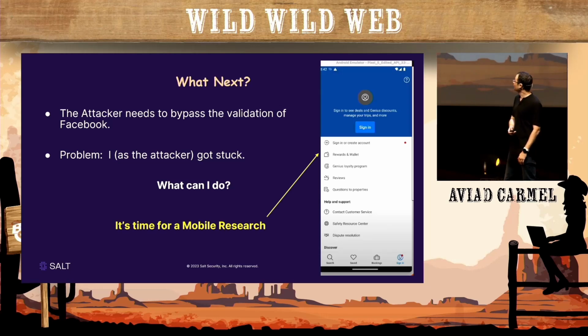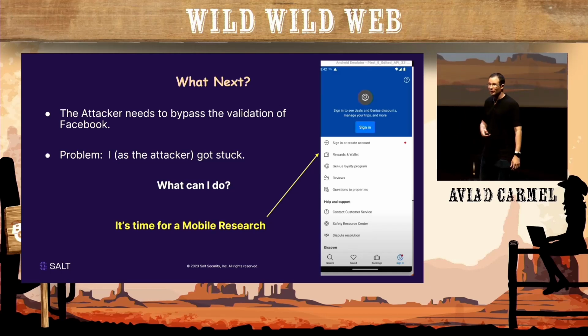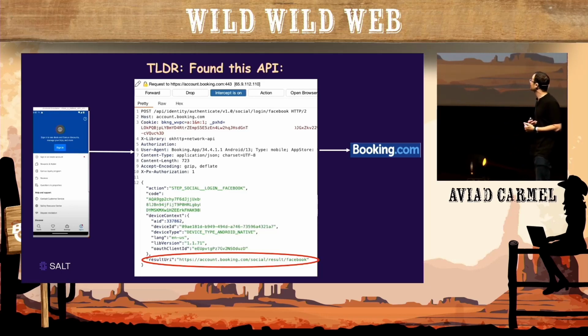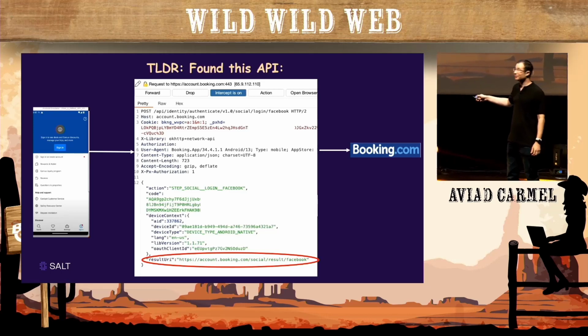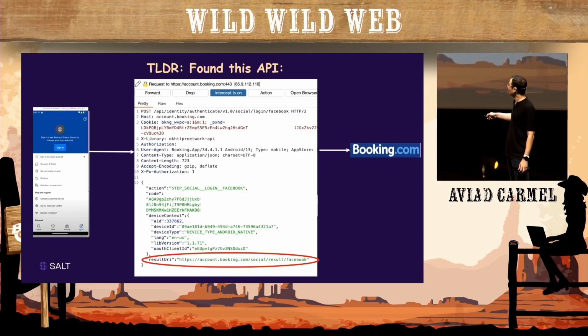You go for mobile research. So I downloaded the Booking application. I won't deep dive into all the details. I found this interesting API. This is an API where the mobile application of Booking sends the code to Booking. And you can see the code here. I use the code of the victim, but you can pay attention to the redirect URI.